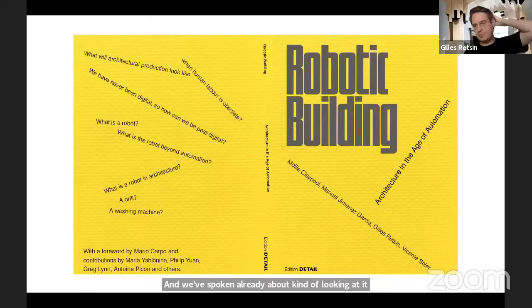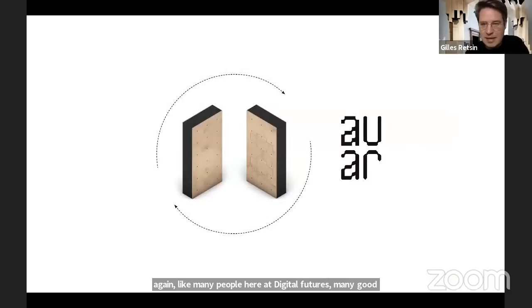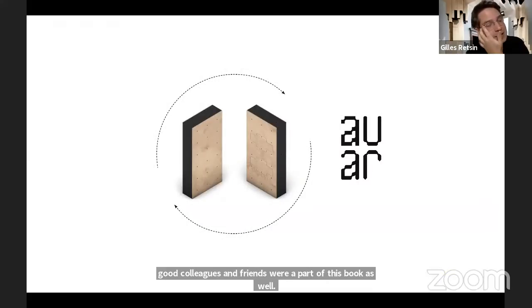With my colleagues, I've also written this book, Robotic Building, which foregrounds some of those questions, like the relationship, for example, with human labor. It's an invitation to ask what we can actually consider a robot from a social political perspective, and in a way a call to arms to be more precise and provocative in understanding the larger consequences of the machines that we work with. And again, many people here at Digital Futures, many good colleagues and friends, were a part of this book as well.